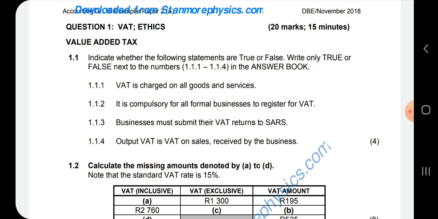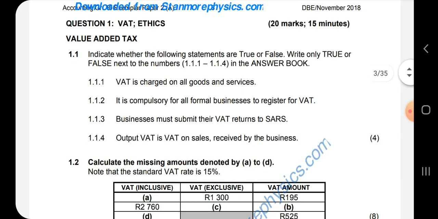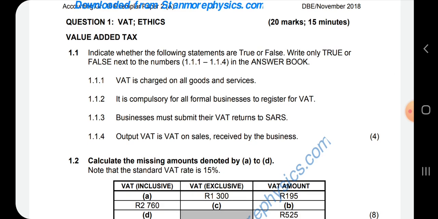1.1.3 says businesses must submit their VAT returns to SARS. That is very true. It's very important for businesses to submit their VAT returns so that they do not get penalties when you're registered for VAT. 1.1.4 says output VAT is VAT on sales received by the business. Yes, output VAT is VAT on sales. Watch that video. I've covered this theory.